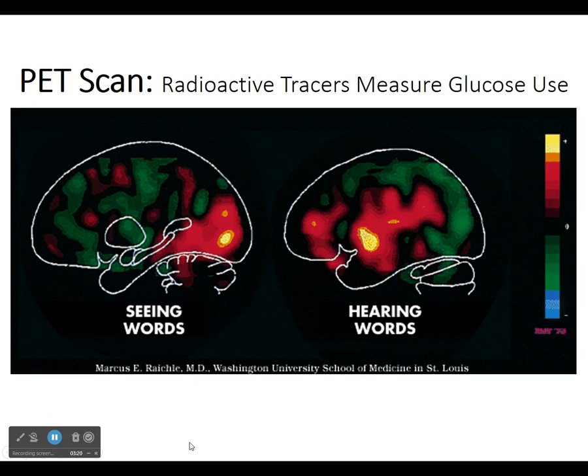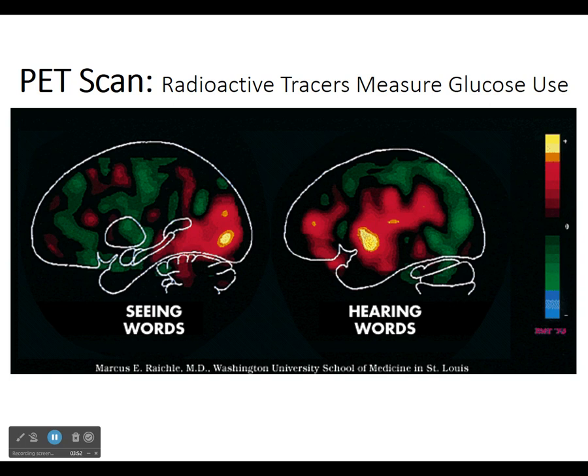The PET scan uses radioactive tracers to measure glucose use. By measuring how much glucose is being used, we are able to determine level of activity in the brain. So the PET scan is a great measure if we are looking at function. However, the PET scan is not overly useful if we really need to understand structure or location.